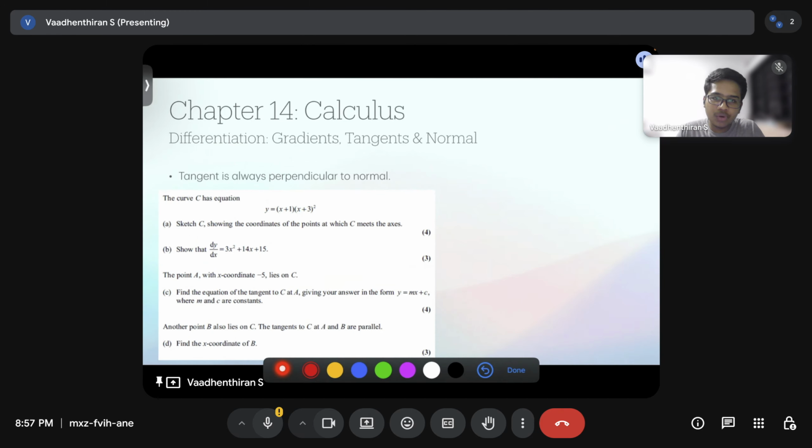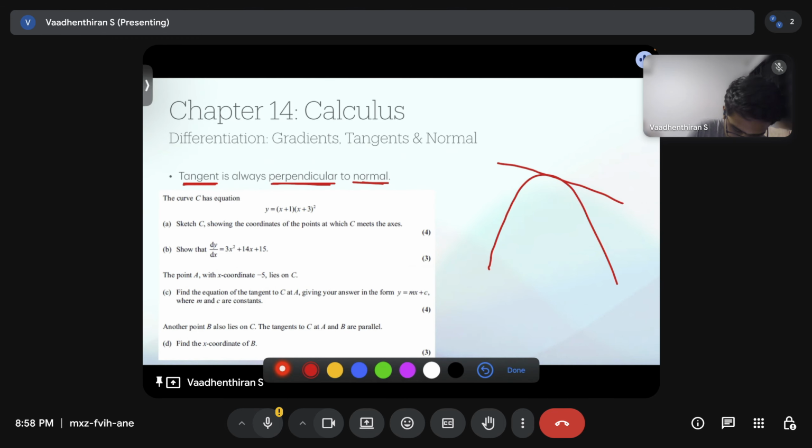And let's move on to gradients, tangents, and normals. These are some basic facts you need to know. I hope you know that a tangent is always perpendicular to the normal. So whenever you draw a tangent of any curve, let's say we draw this tangent.